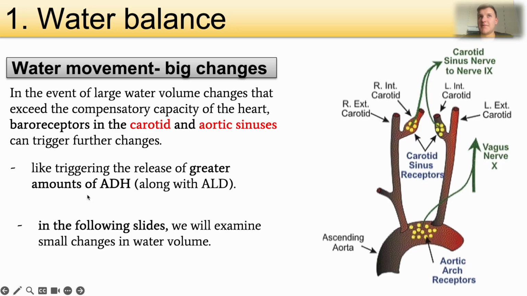Antidiuretic hormone, it says it in its name, anti-diarrhea. In diarrhea, you have a lot of water leaving your body, so antidiuretic hormone wants to keep that water in your body. And aldosterone is its partner that also helps out with all this. So this happens for big water losses. In the following slides, we'll examine small changes in water volume though.